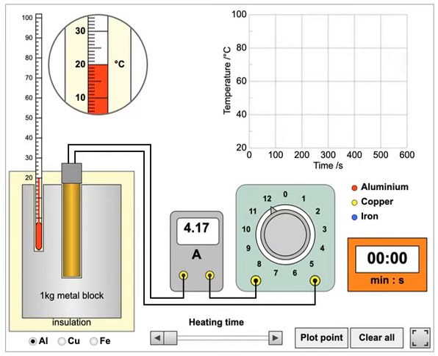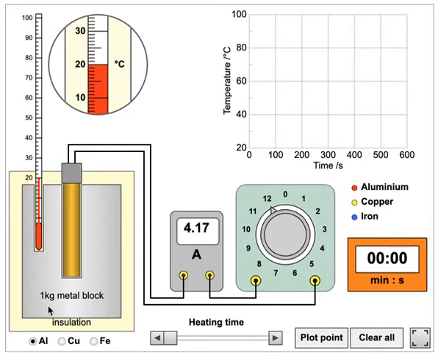So here, if you remember, specific heat capacity is the amount of energy it takes to raise the temperature of 1 kilogram of an object by 1 degree. So we're going to try and find out the specific heat capacity of a specific metal. We've got some different metals that we could use: aluminium, copper, and iron, and we can switch between those. So we're going to stick with aluminium.